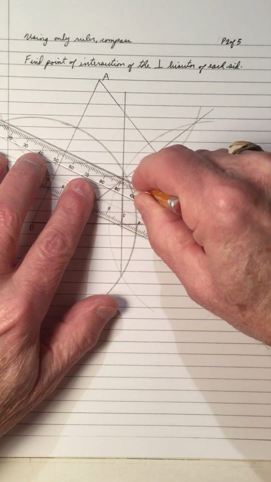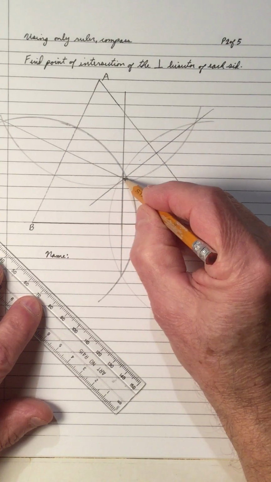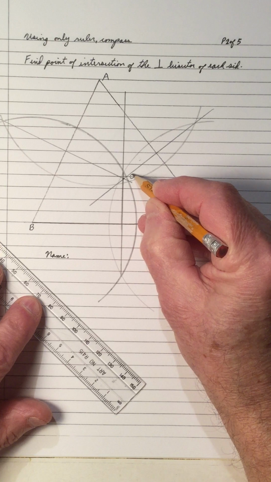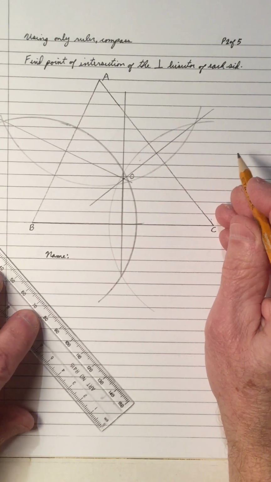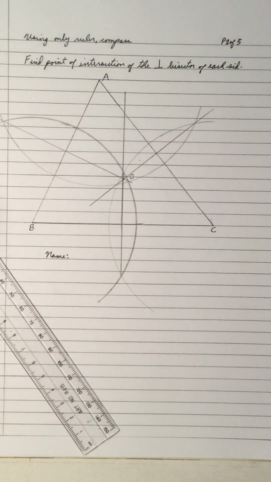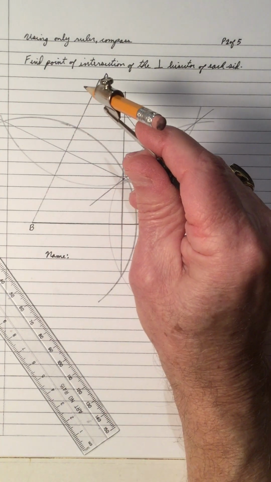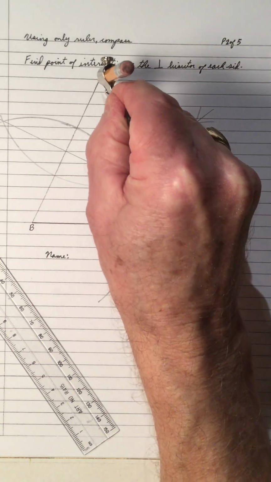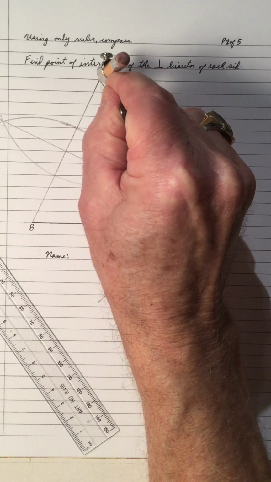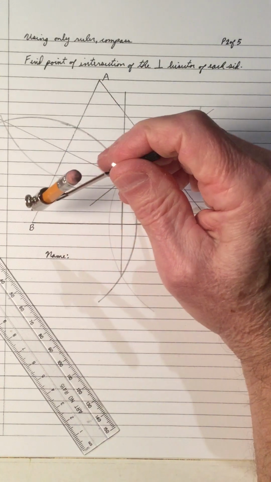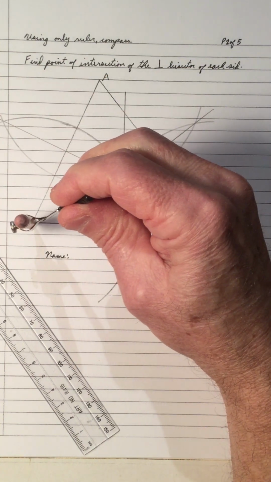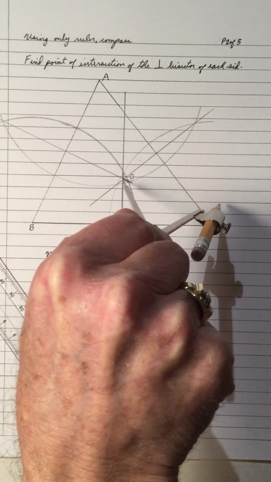They all meet at one point, and that point is right there. Let's call that point O. So the perpendicular bisectors meet at point O. If you take a compass and go from the center O, where they meet, to point A, that's the distance OA. Take this radius: OB is the same radius, and OC is the same radius.